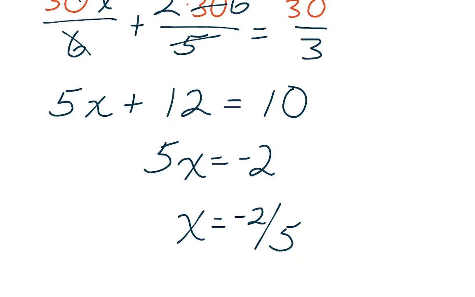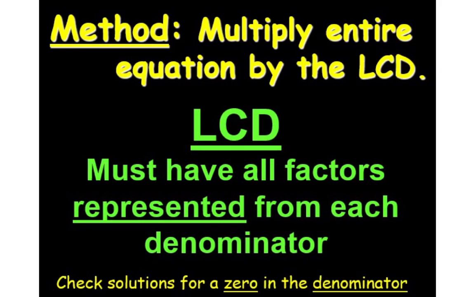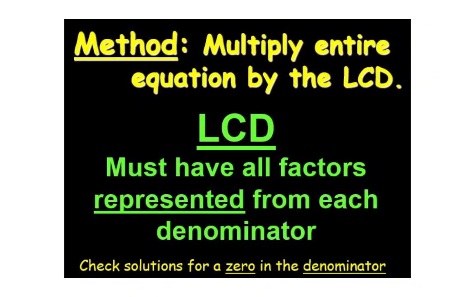Rational equations, they require us to multiply by the LCD. Promise, if you have a rational equation, you're going to want to multiply by the LCD. What's the LCD? Well, it's got to have all the factors represented from each denominator. I like the way that that's worded. Again, it has to have all the factors represented from each denominator.